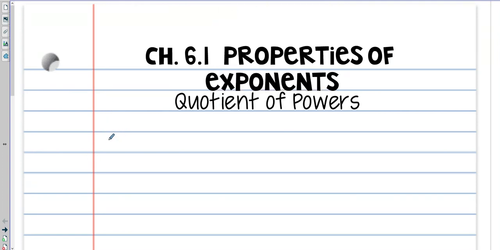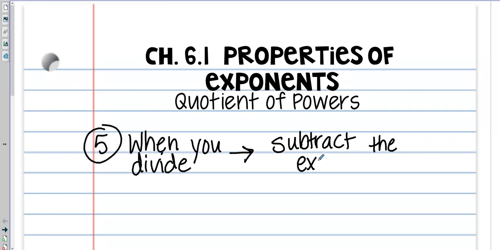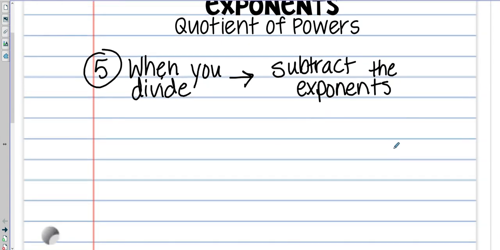Okay, so this is rule number 5. And so the rule is when you divide, subtract the exponents. It's kind of the opposite of when you multiply, add the exponents. So here when you divide, you subtract the exponents. Okay, so let's see an example of that.